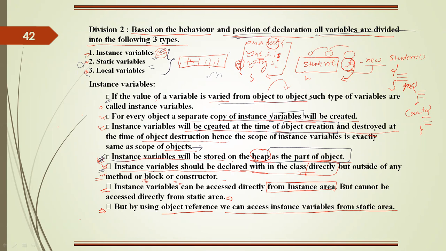Instance variables should be declared within the class directly, but outside of any method, block, or constructor. An instance variable can be accessed directly from the instance area, but cannot be accessed directly from the static area. If you want to access it in the static area, then you should create an object. By using an object reference, we can access the instance variable from the static area.